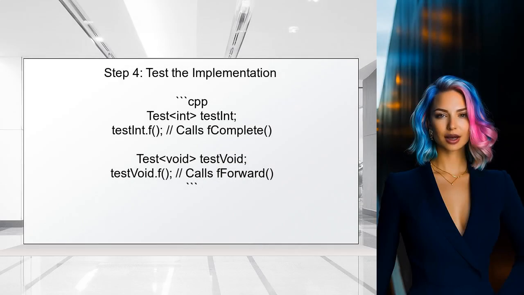Finally, the user should test their implementation to ensure that the correct function is called based on the type's completeness. This can be done by creating instances of the template class with different types.